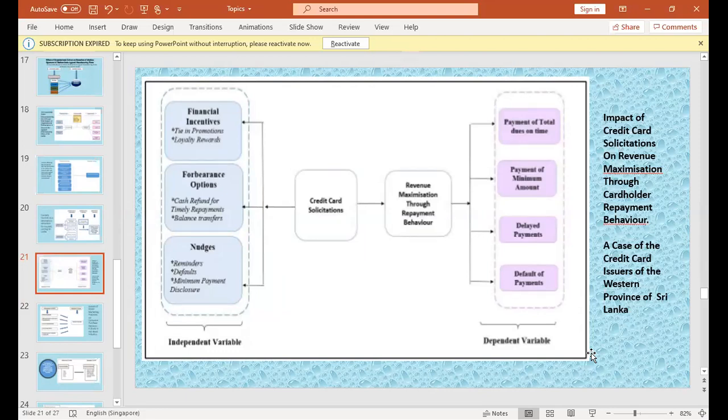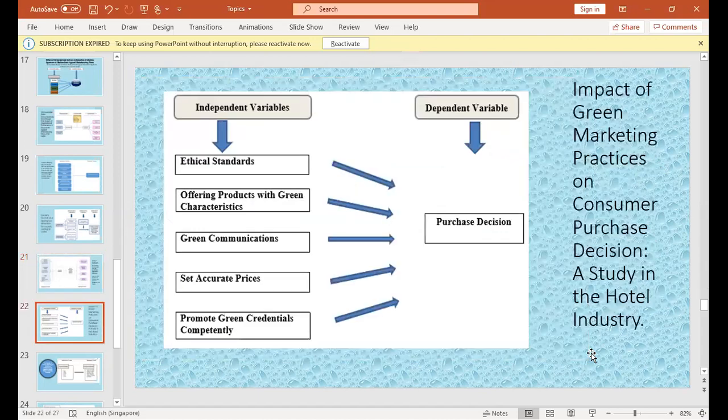Okay. The large population. Yeah, it's a large population. It's a quantitative research. You see, it's a clear-cut quantitative research because we ask people about their purchase decision.